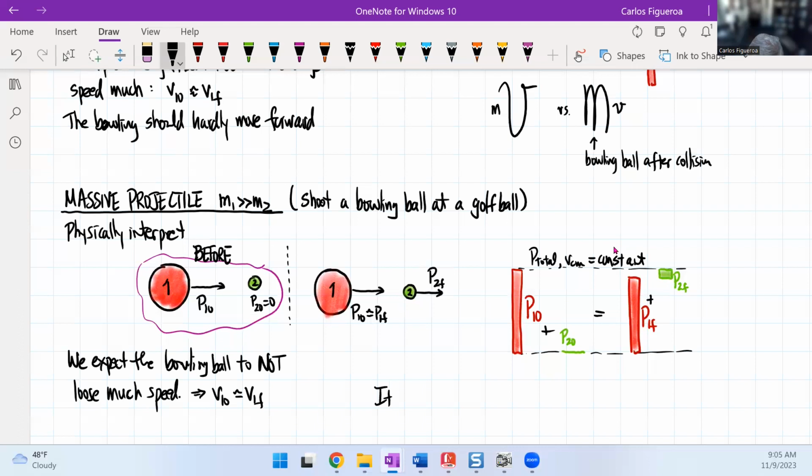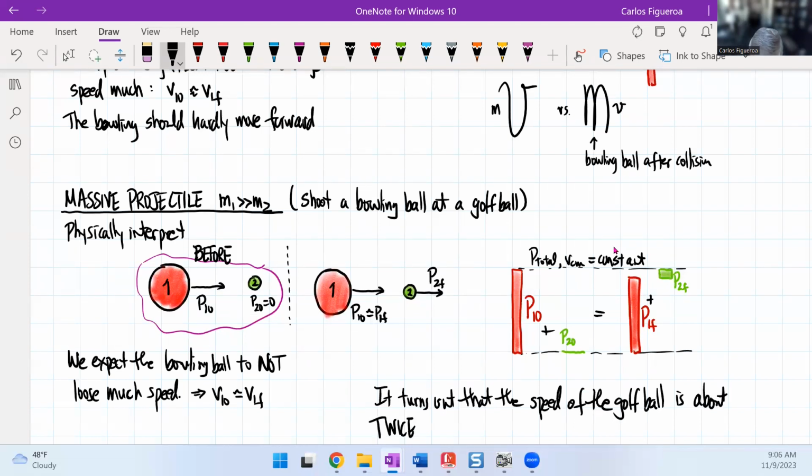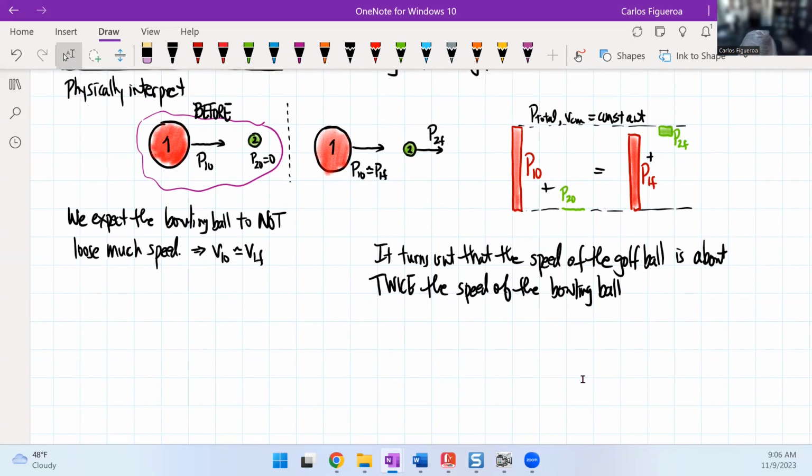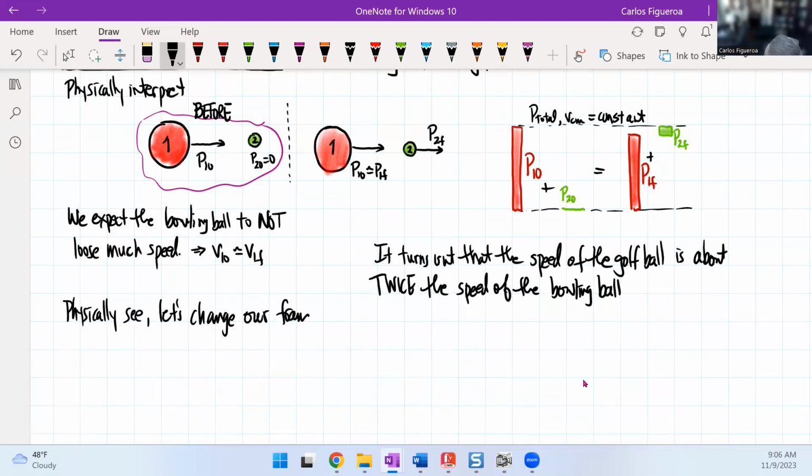So it turns out that the speed of the golf ball is about twice the speed of the bowling ball. And the way we can see this is if we draw a picture here. So what we want to do to physically see this is let's change our frame of reference.